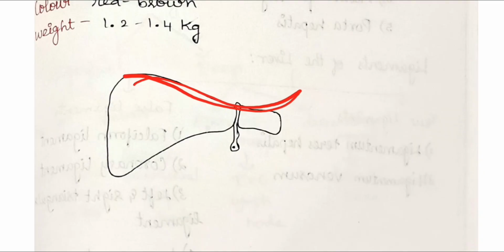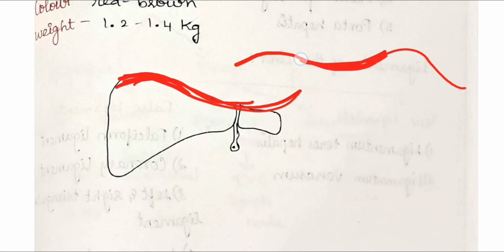The superior surface is related to the diaphragm. As the superior surface is one of the diaphragmatic surfaces, here it is related to the diaphragm. In the center of the diaphragm, we have a cardiac impression. The diaphragm is somewhat like this, and this is known as the cardiac notch of the diaphragm. So the liver superiorly is related to the diaphragm and the cardiac impression. These are the superior relations.